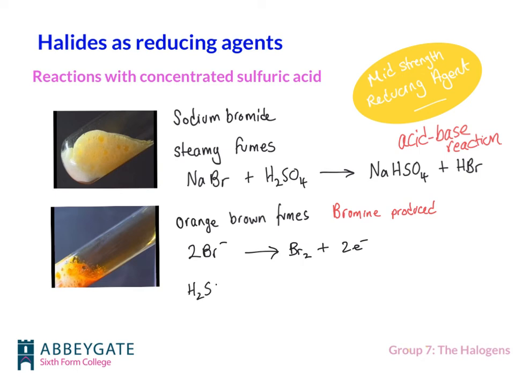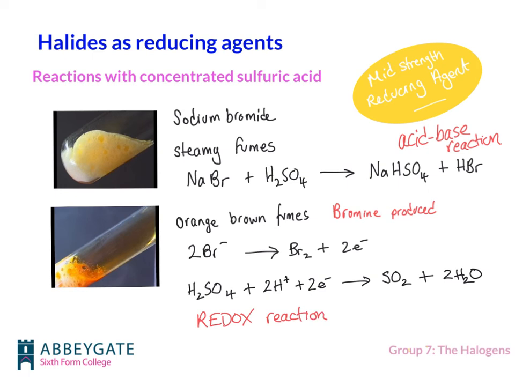So what's happening to the sulfuric acid? Well, the sulfuric acid is being reduced. So it's gaining those 2 electrons and it's turning into sulfur dioxide. Okay, so there's the half equation for the sulfuric acid reacting and turning into sulfur dioxide. So this is clearly redox, but we've only reduced the sulfur from +6 to +4. So we've only done a little bit of reduction.